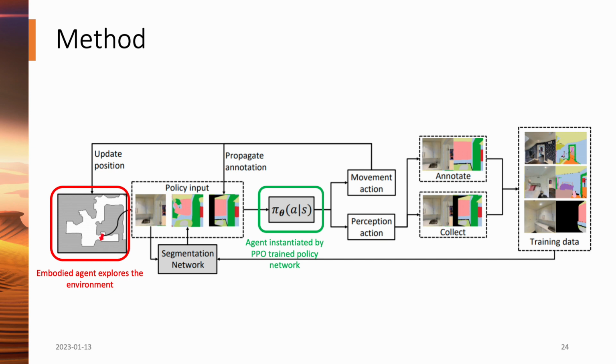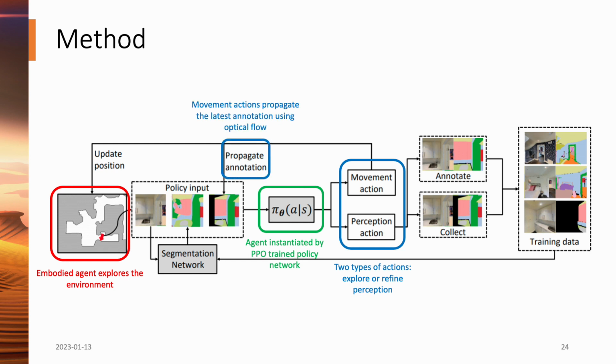At the end of a trajectory, it is given a reward proportional to how much the semantic segmentation network has improved. The agent may either select a movement action, such as move forward, rotate left, etc., or a so-called perception action in order to refine its semantic segmentation network. Selecting a movement action updates the position of the agent, gives it a small positive reward that encourages exploration, and propagates the latest ground truth annotation using optical flow. Propagating the annotation allows the agent to get a bit more use out of each annotation.